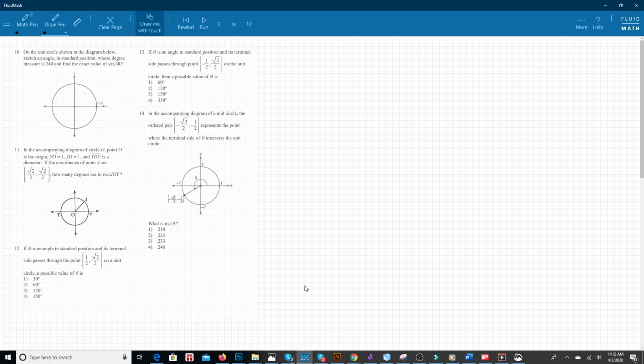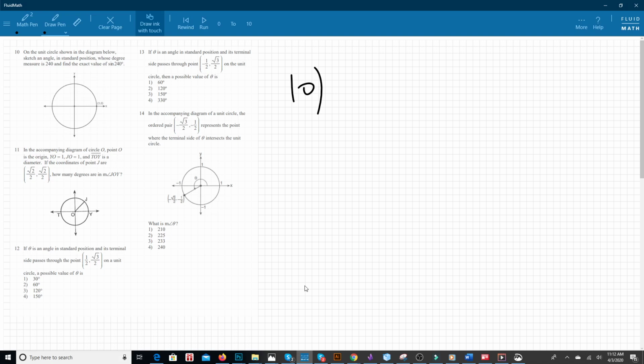This is on the unit circle. We're going to do question 10 for those of you who get this later on. On the unit circle shown in the diagram below, sketch an angle in standard position whose degree measure is 240 and find the exact value of the sine of 240. Again, a lot of this is simply referencing the unit circle reference sheet.